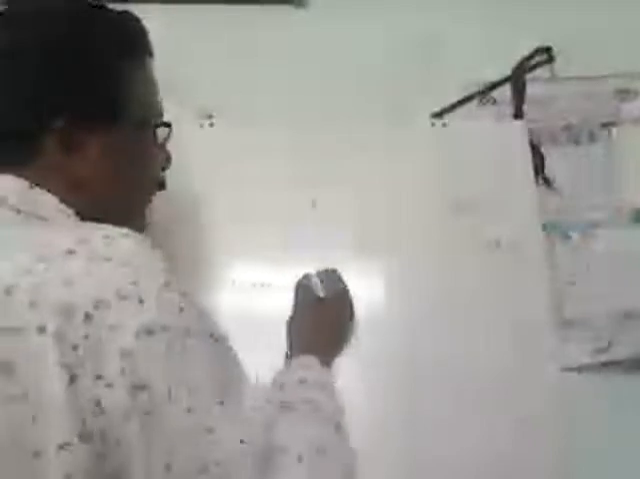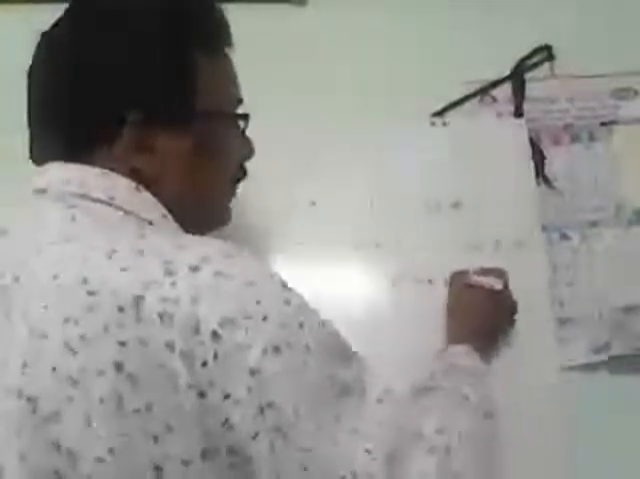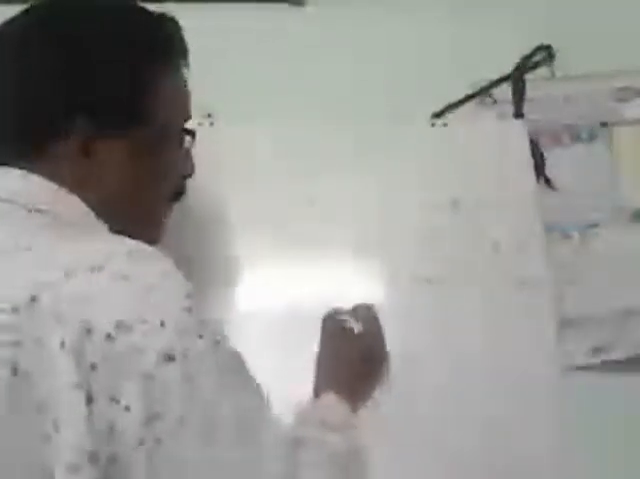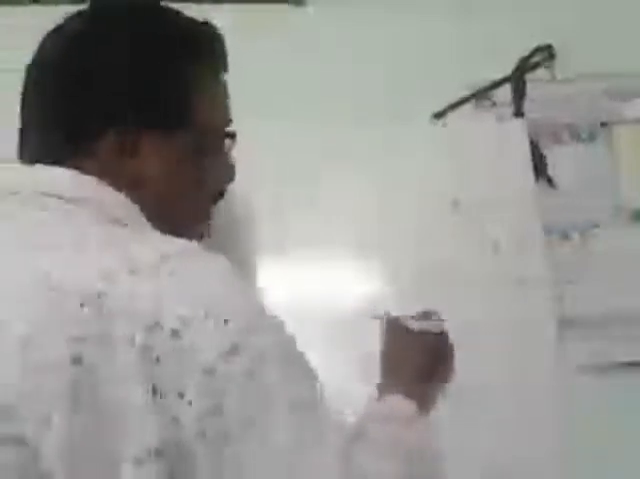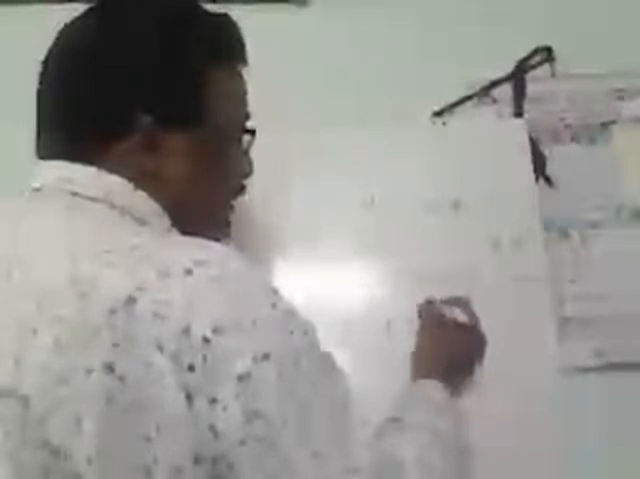Next, f(x) equal to a, and a is not equal to 0. Then f(x) equal to ax plus b. Here a is also not equal to 0. f(x) equal to ax square plus bx plus c, a not equal to 0. f(x) equal to ax cube plus bx square plus cx plus d.